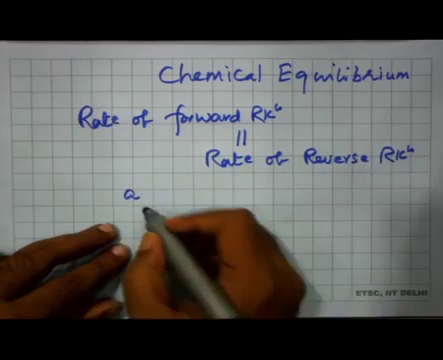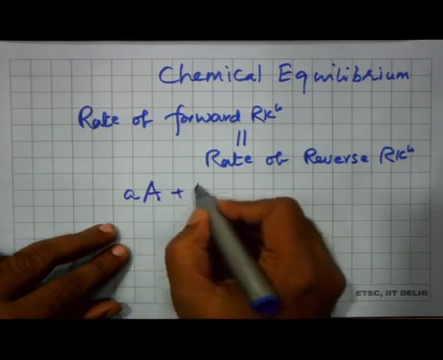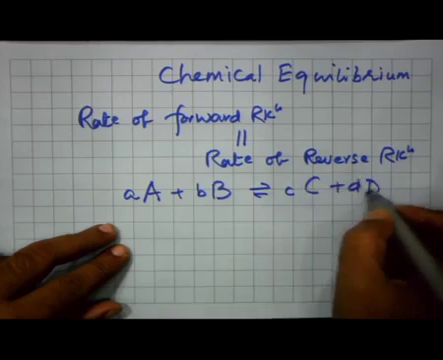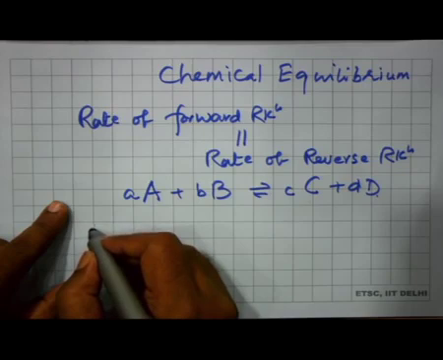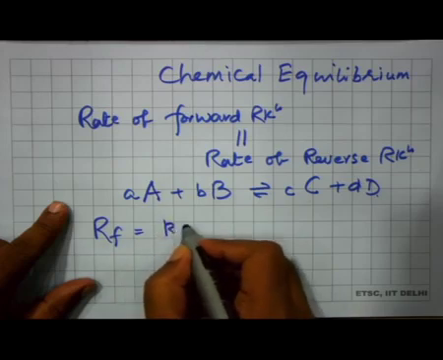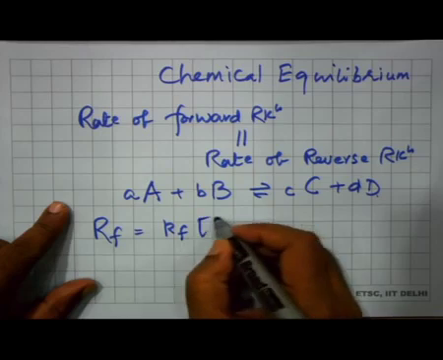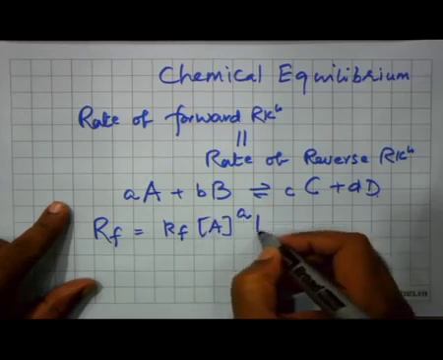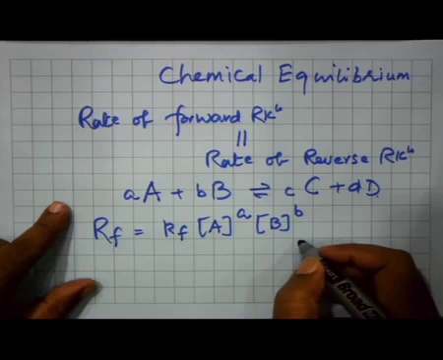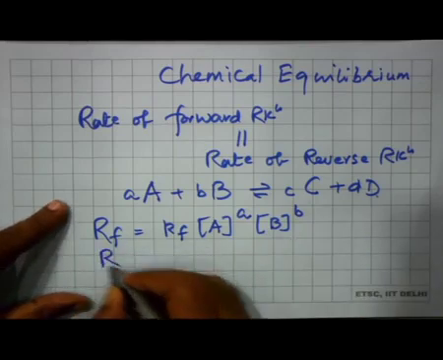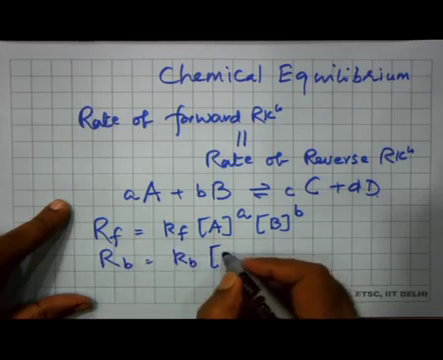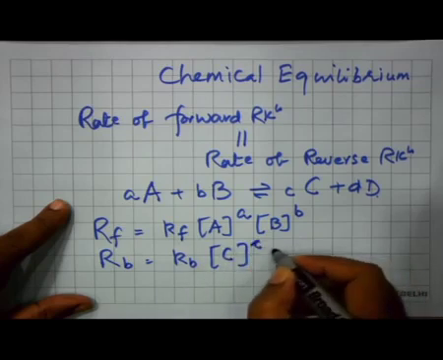So, suppose I take a reaction, a molecules of A reacting with b molecules of B to give you c molecules of C and d molecules of D. Let us calculate the rate of forward reaction, Rf. We know that Rf is equal to Kf, which is the rate constant, times [A]^a [B]^b. Similarly, we can calculate the rate of backward reaction, and that is Kb [C]^c [D]^d.